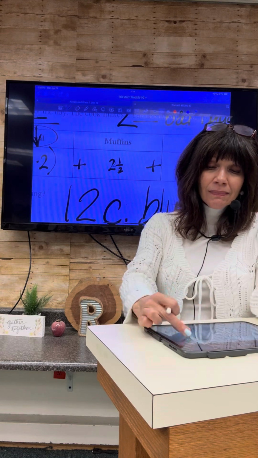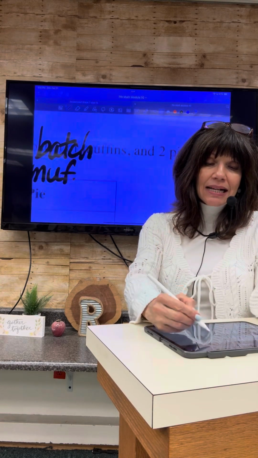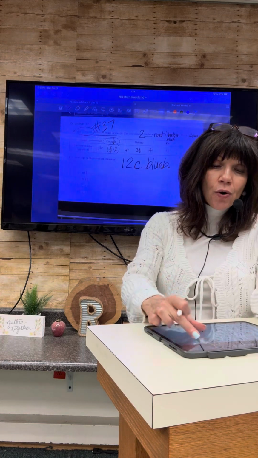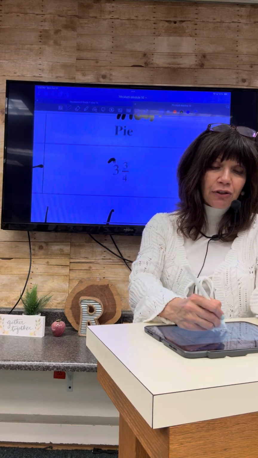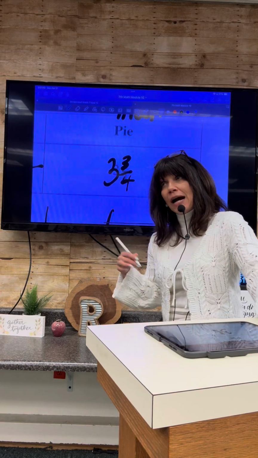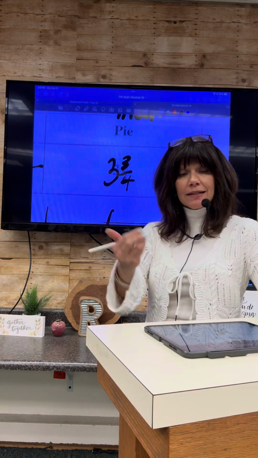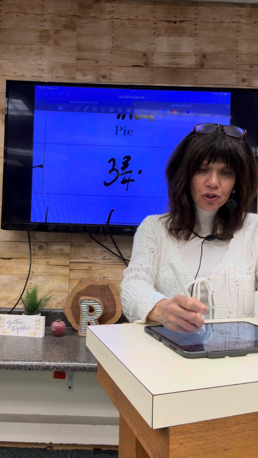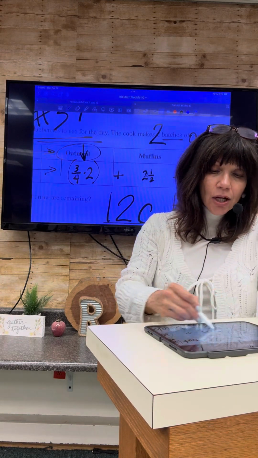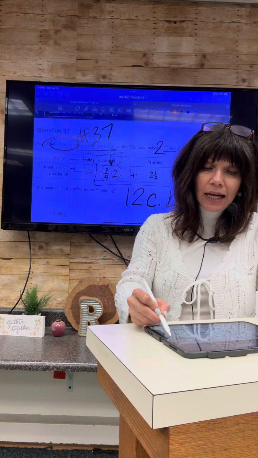Plus, and then for the pie, it says how many pies? 2 pies. So if the pies require 3 3/4 cups of blueberries, what will I multiply that by for 2 pies? Times 2. You got it. And then what will I get when I put all of that in my calculator?